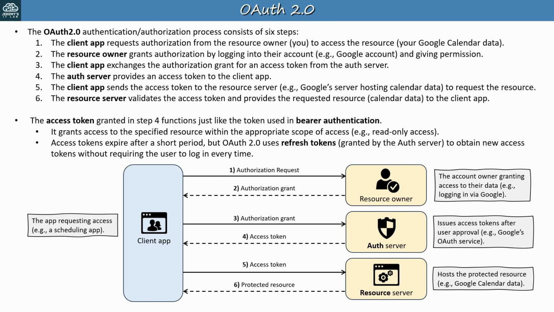But instead of requiring the user to log in again every single time the access token expires, OAuth 2.0 uses refresh tokens, granted by the auth server, which allow the client app to request a new access token without user interaction. This way, the app can maintain access over an extended period of time without constantly requiring the user to log in. So that's OAuth 2.0.